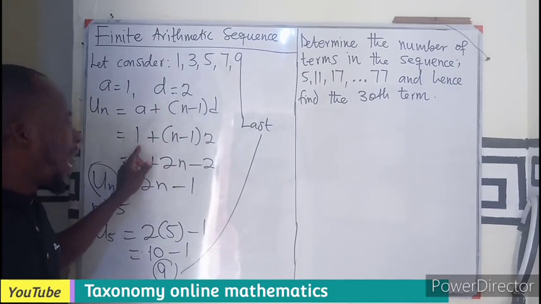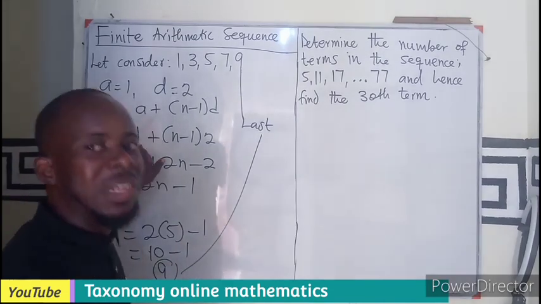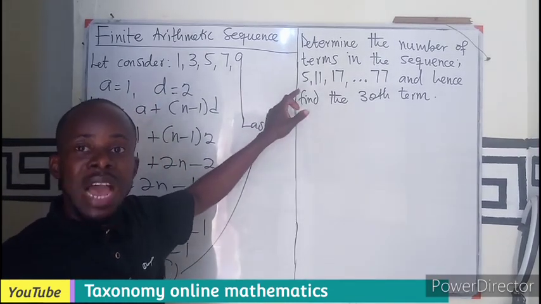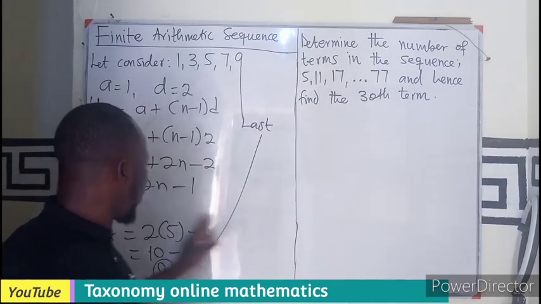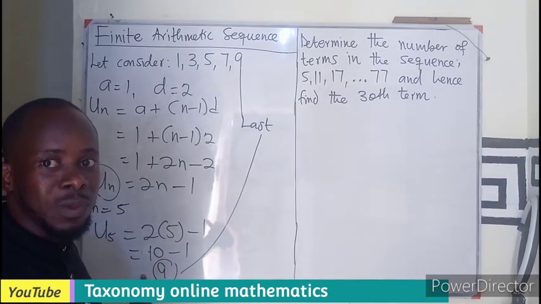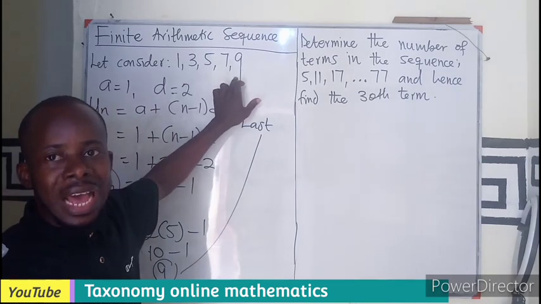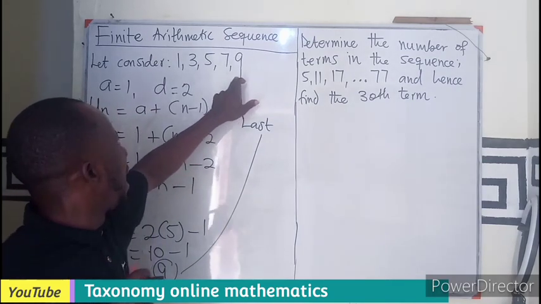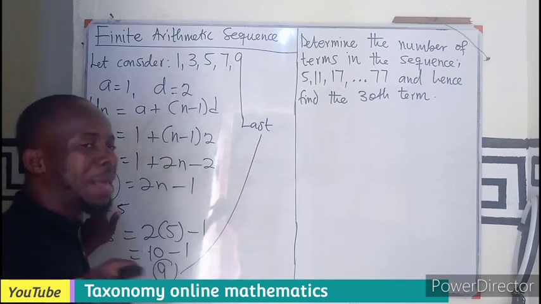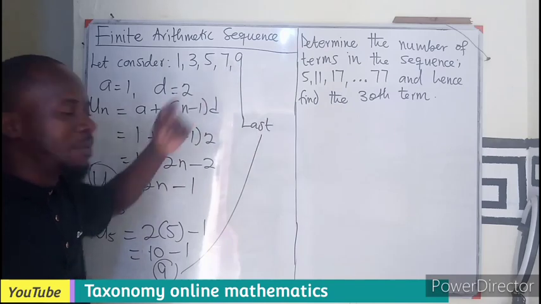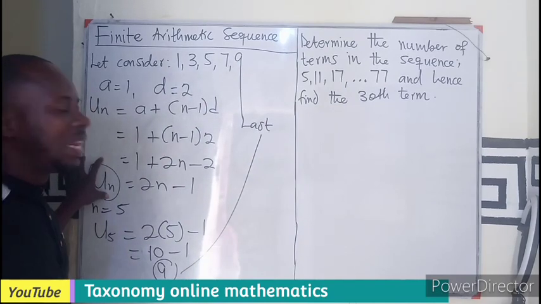The nth term is only asking how many terms are present. So if there are 5 terms, it means there are only 5 elements. The last number will give you the answer you're looking for. So anytime you are given a finite AP, which is the sequence, and you are asked to find the number of terms or to find the last term, you should know that the last term is always the same as the nth term.